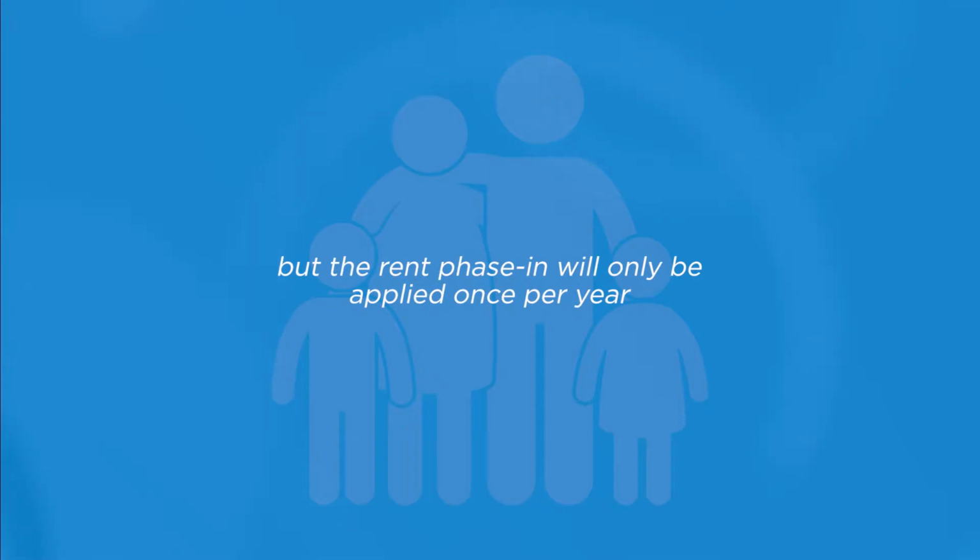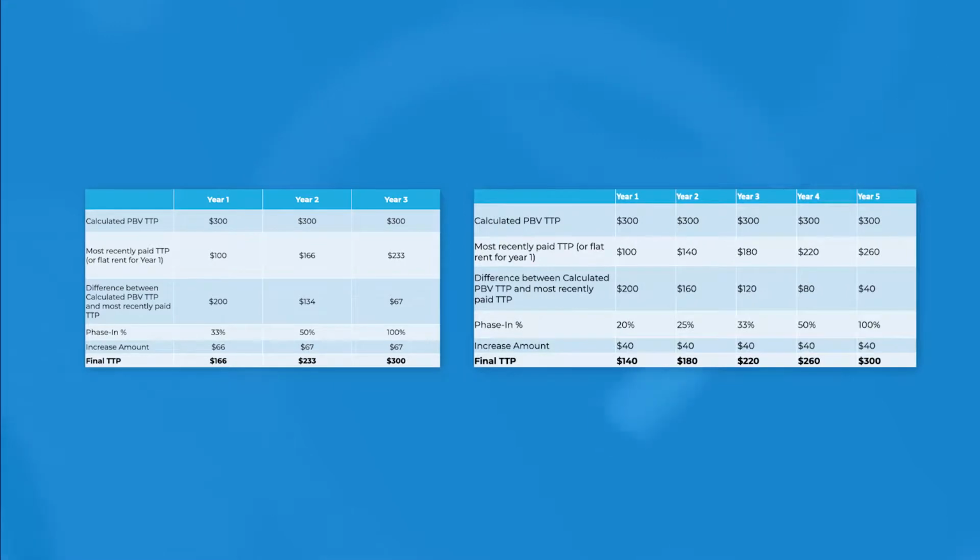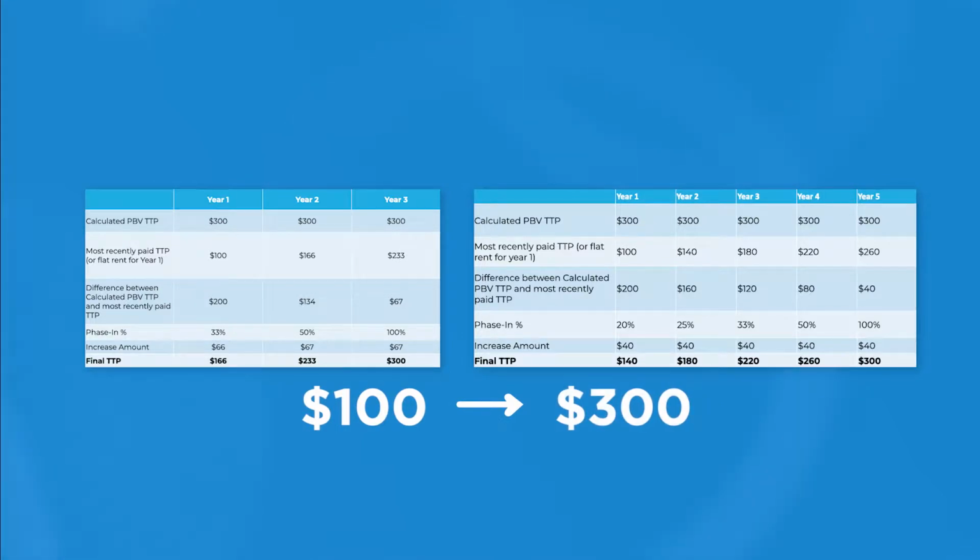Some families may have multiple interim recertifications during a year, but the rent phase-in will only be applied once per year. The following slides show what a 3- and 5-year phase-in would look like for residents as they transition from paying $100 to $300 each month.